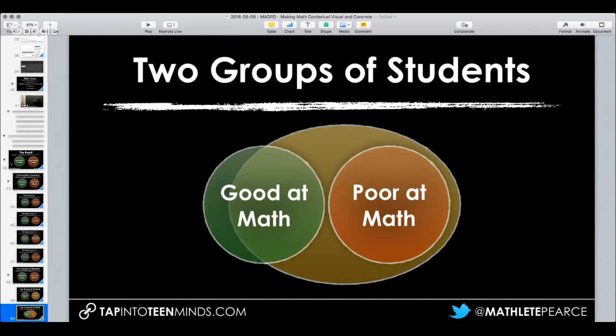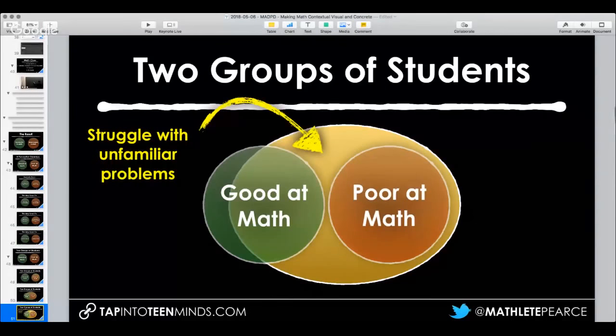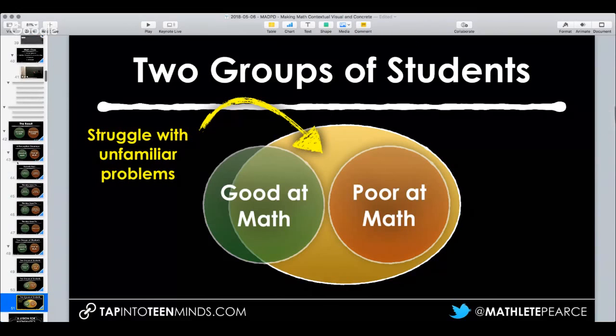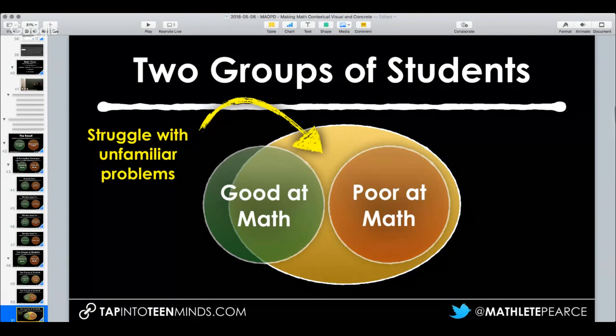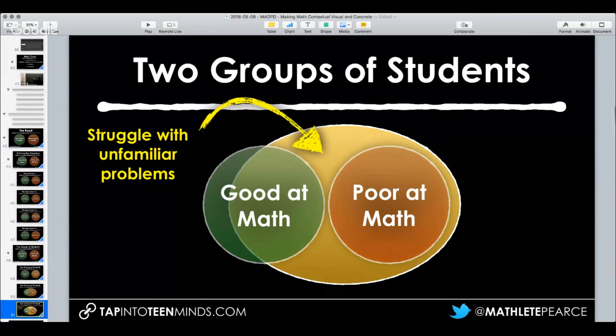But what I found was that lots of students in both groups struggled with unfamiliar problems. So I had students cruising along with an 80% in a class, but yet they couldn't actually solve a problem that I hadn't already shown them through an example or through a textbook problem. And that was a major concern of mine, because really, I didn't want them just memorizing my steps. I wanted them building their own resiliency, their own perseverance, and their own ability to solve unique problems.